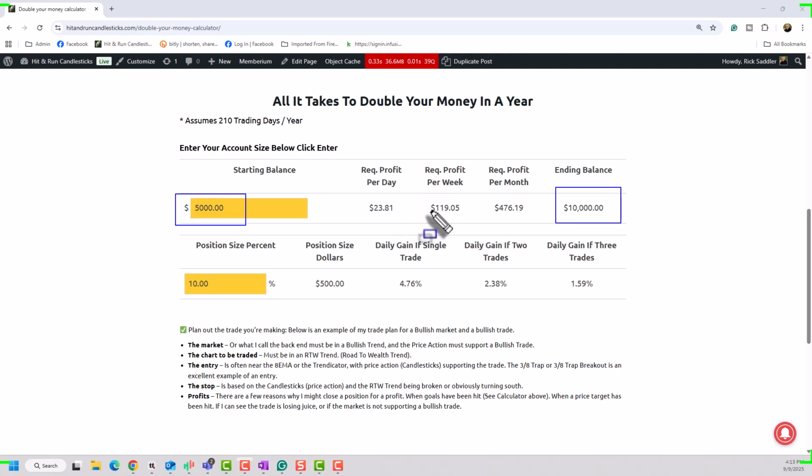Per week, it's just $119.05. And then per month, it's $476.19. That's all you have to profit. So you see, you don't have to have big home runs. You don't need that. Make those little trades, those swings. That's what I like, is little swings.